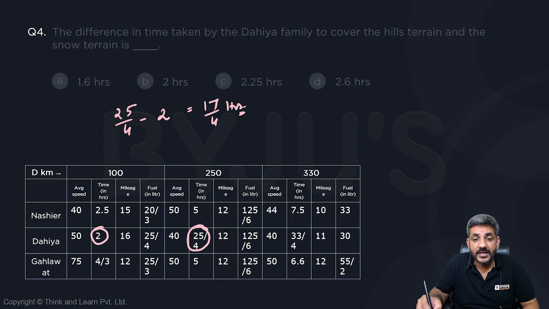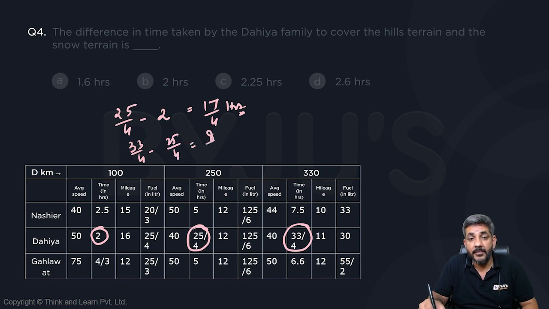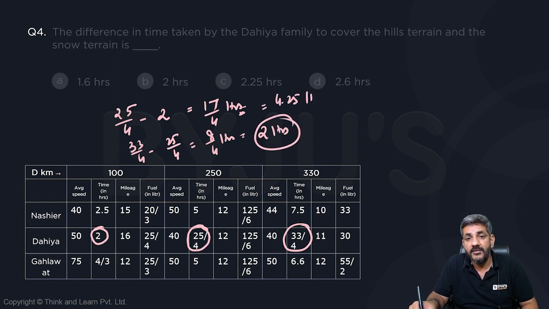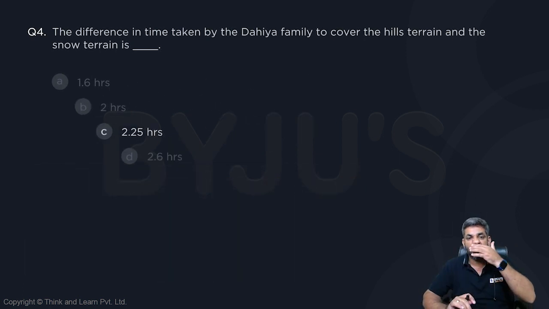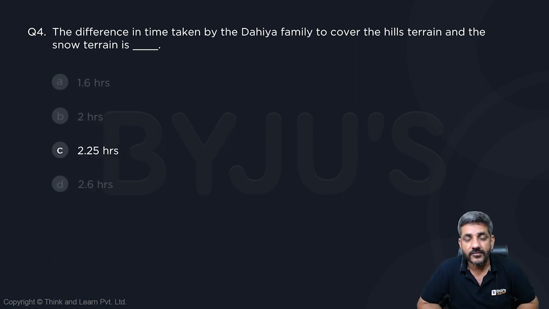And for the snow terrain, it is 33 by 4 hours minus 25 by 4, which is 8 by 4 hours, or 2 hours. So 2 hours to cover the snow terrain, 4.25 hours to cover the hills terrain. The difference between the two is 2.25. So yes, option C, 2.25, is the right answer for this question.